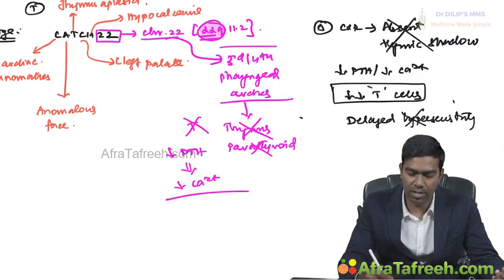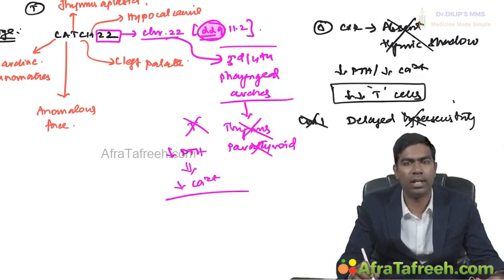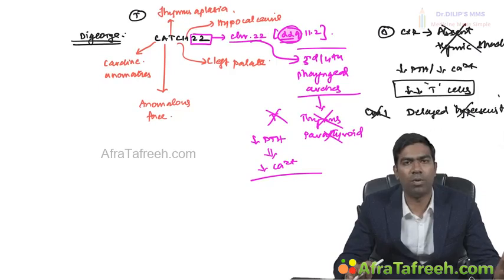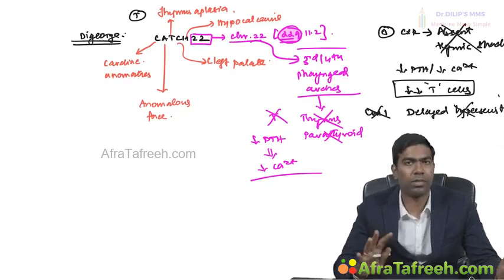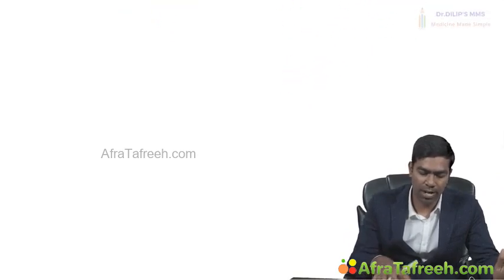This delayed hypersensitivity is typically cell-mediated immunity, and that won't be there. Because of that, the patient will not get any delayed hypersensitivity reactions. Absolutely not possible. So these are some of the important features of this DiGeorge syndrome. With this, we can move on to the next syndrome, that is hyper IgE syndrome.